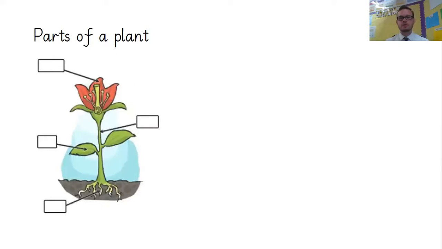So the first thing I want you to do today is, can you please draw a picture of a plant, and it has to be the whole plant, and can you tell me what the 4 parts that the arrows are pointing to are? Pause the video, have a go at that. Okay, let's see if you got that right.